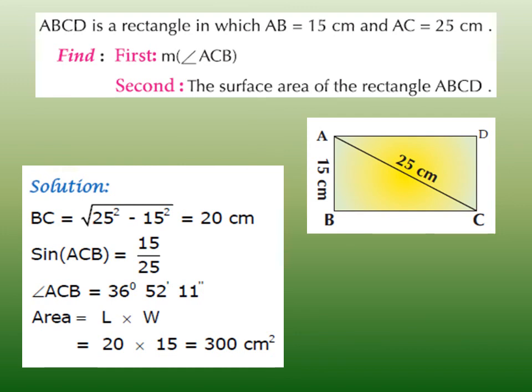To find the measure of angle ACB, use calculator, shift sine 15 over 25, press equals and degrees, then measure angle ACB equals 36 degrees, 52 minutes, 11 seconds. The area of rectangle equals length times width, then 20 times 15 equals 300 square centimeter.